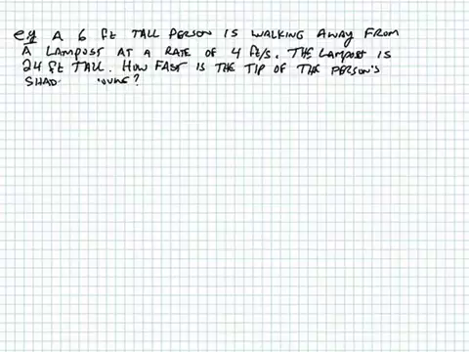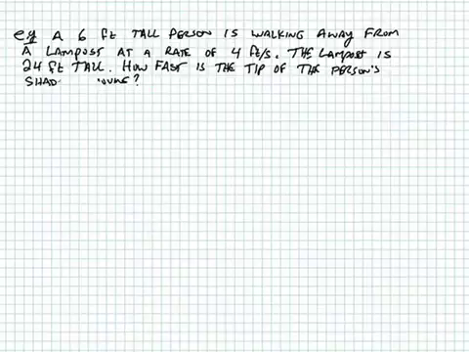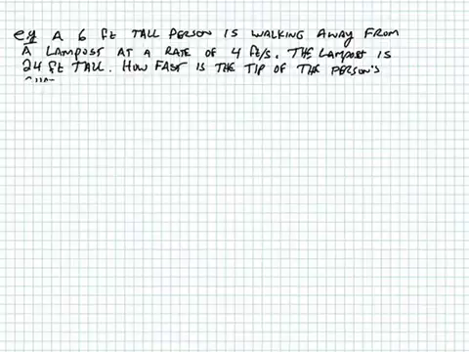All right, so we're going to look at another thing that can be asked in this problem. So let's reread the problem real quick. A 6-foot-tall person is walking away from a lamppost at a rate of 4 feet per second. The lamppost is 24 feet tall. What we found before is how fast the tip of the person's shadow is moving. So this time we want to find something else. So I'm going to erase this last statement.